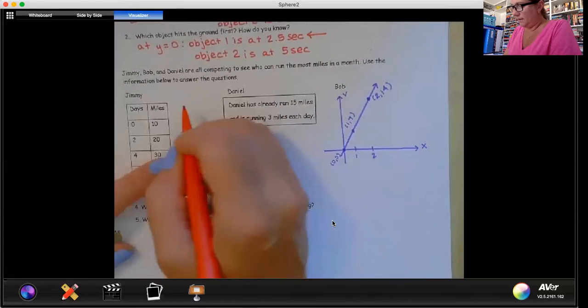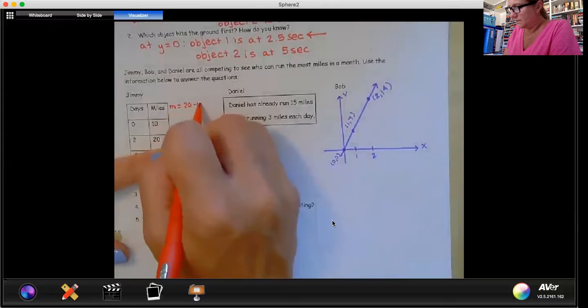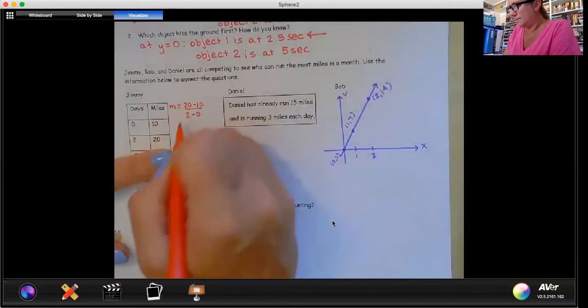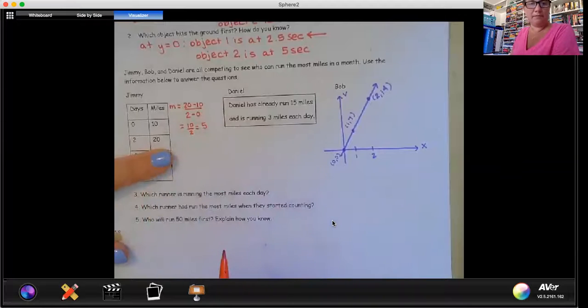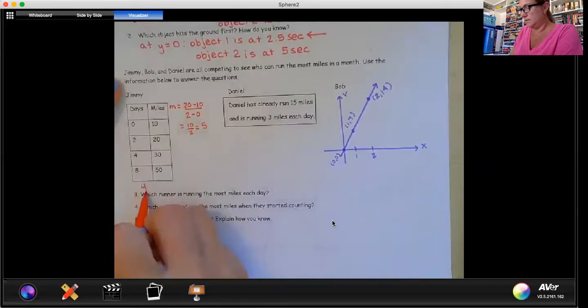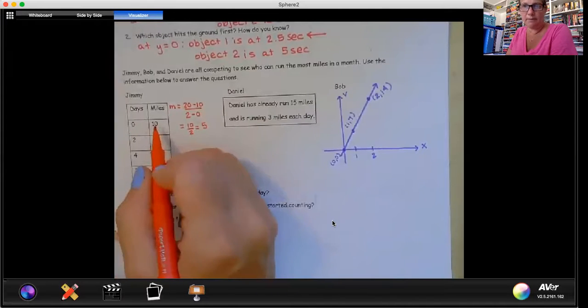So if we were to find the slope, we would say 20 minus 10 over 2 minus 0. So 10 over 2 is 5. So we have a slope of 5 and a y-intercept of 10. So this is y equals 5x plus 10. This means when he started, he had already run 10 miles. So he may have done that the prior week.